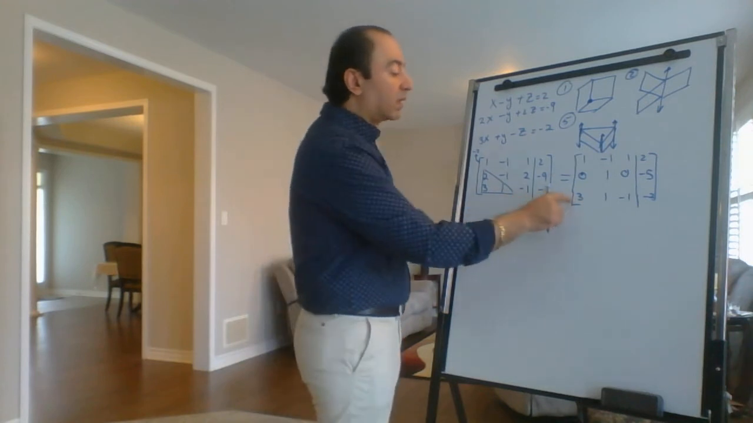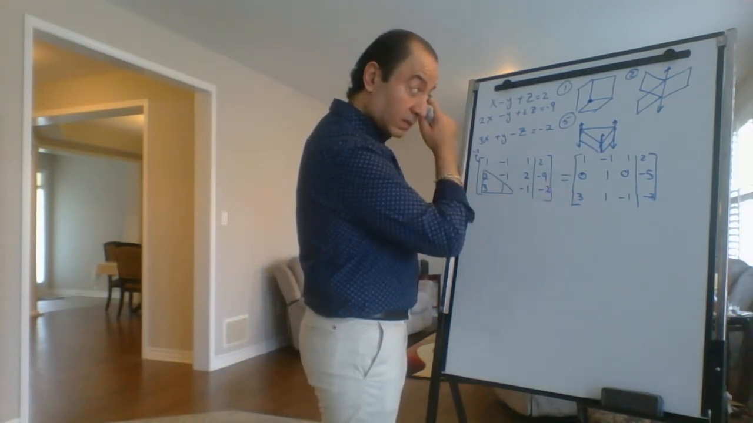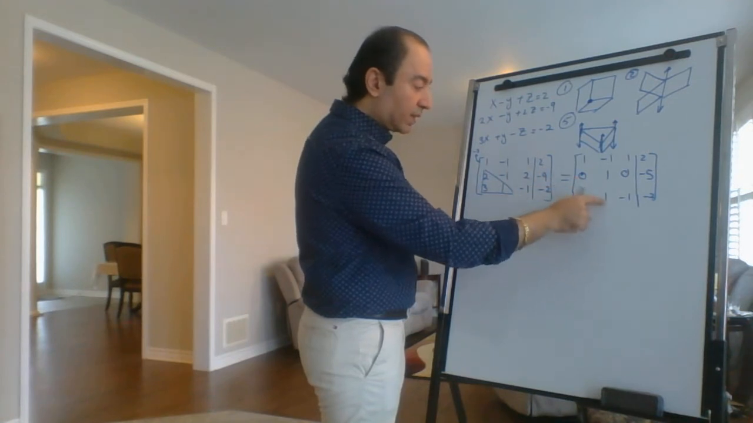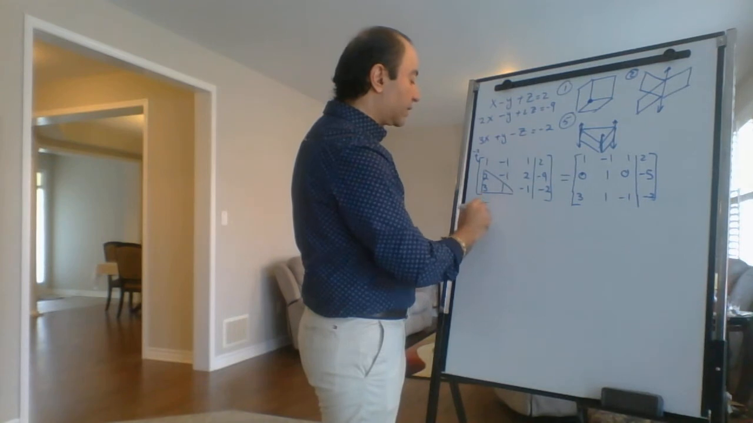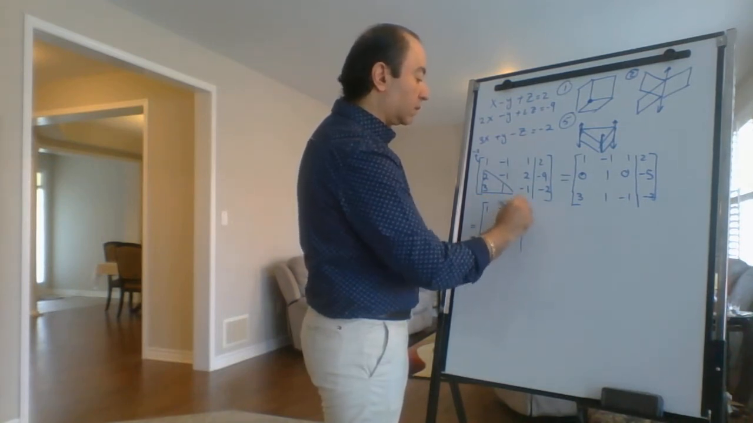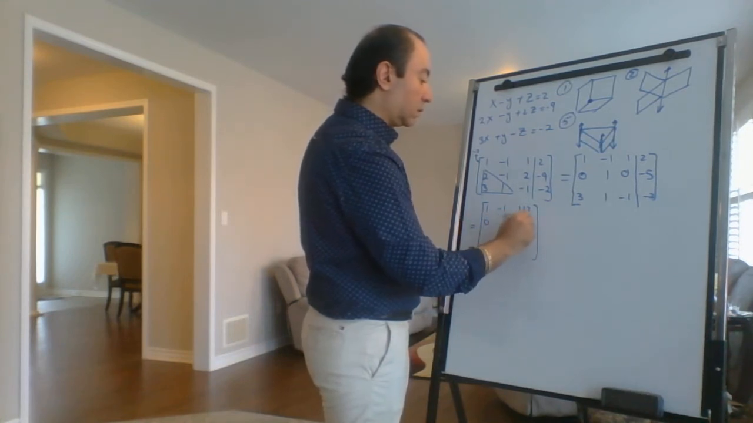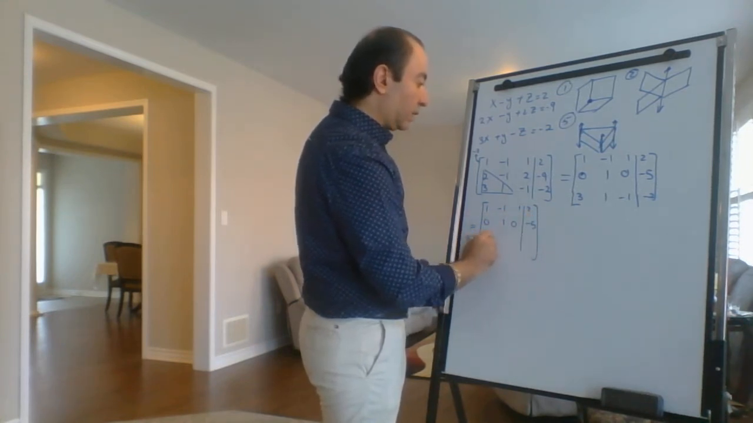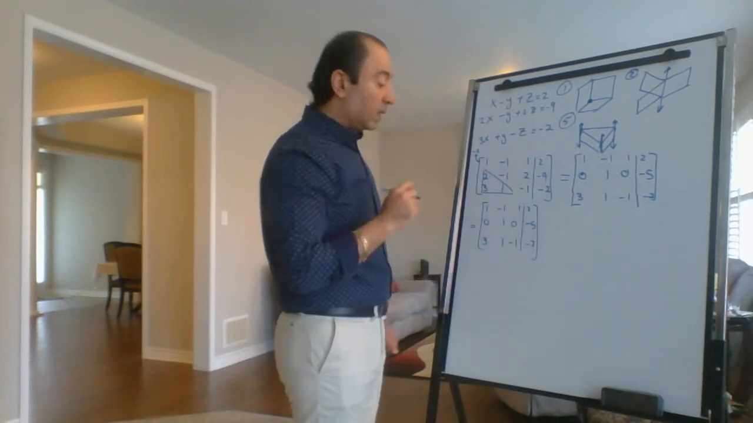Now our target is to make this 0. So 0 here, 0 here, then 0 here. So I'm not going to change anything in the first and the second row. I will write them first. 3, 1, negative 1, and negative 2.